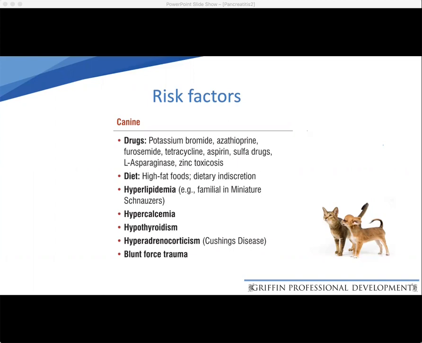Also, endocrine disorders have been linked with pancreatitis, particularly hypothyroidism and hyperadrenocorticism. We do know that hyperlipidemia, particularly an increase in triglycerides, can be a factor in causing pancreatitis, and this may even be familial in the miniature schnauzer. But in many cases, we don't have a clear etiology.